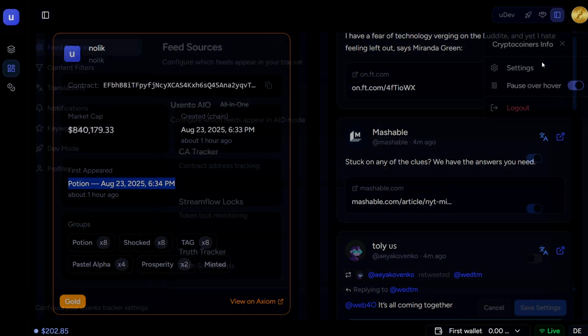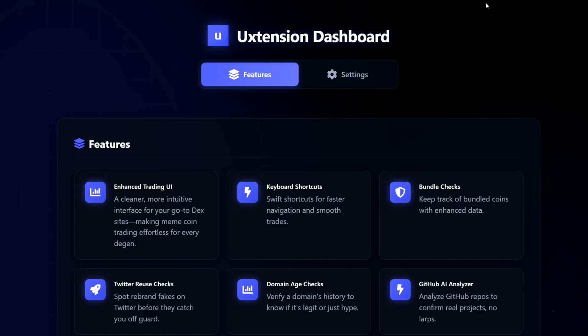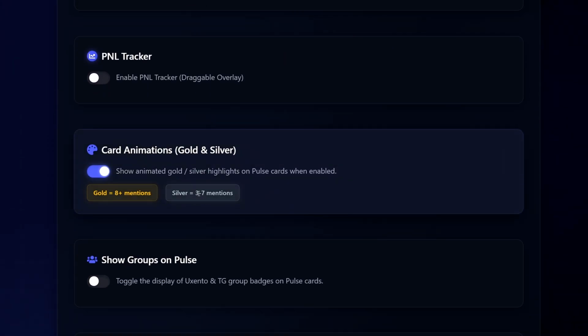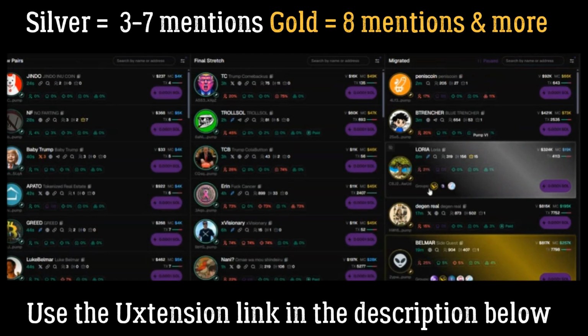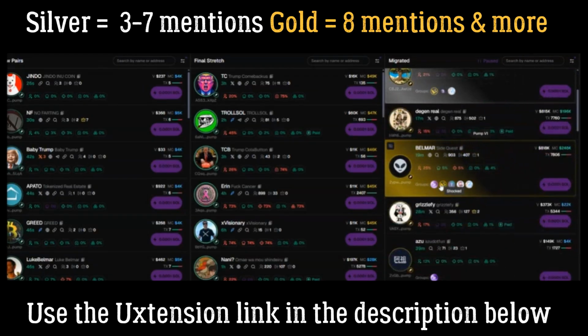You can change the layout by going to your profile and adjust your settings from here. And for example, enable the animated gold or silver highlights to show on the pulse cards. With silver enabled, you will see when 3 to 7 alpha groups are mentioning the coin, and when you select gold, you get 8 or more group mentions.